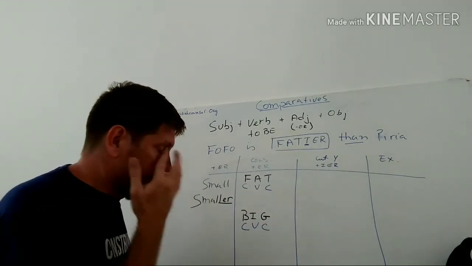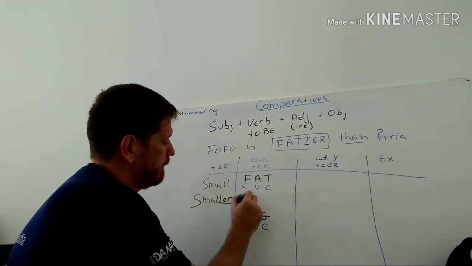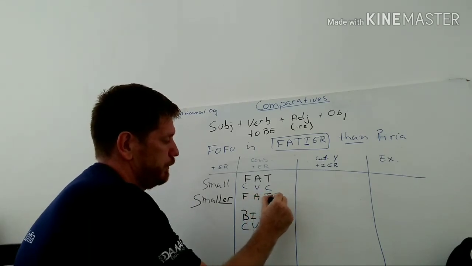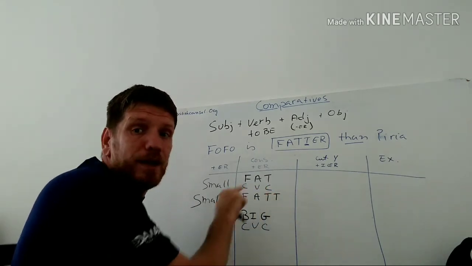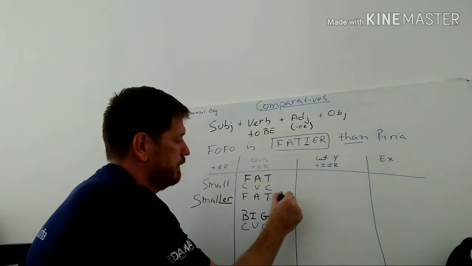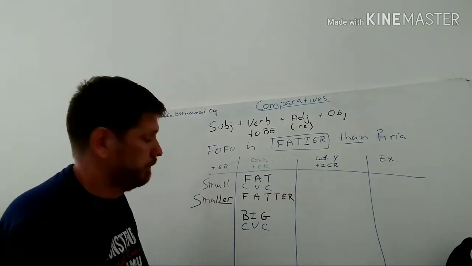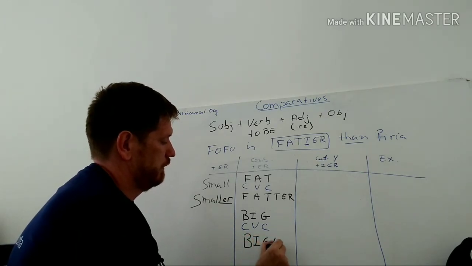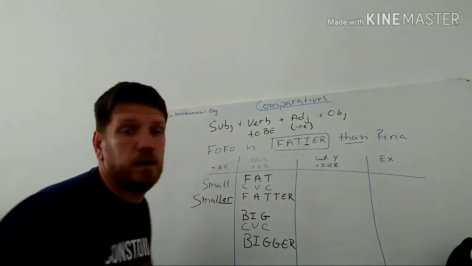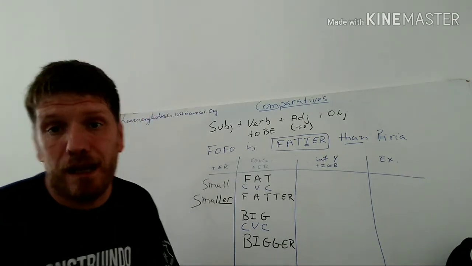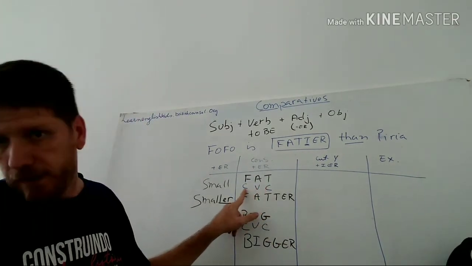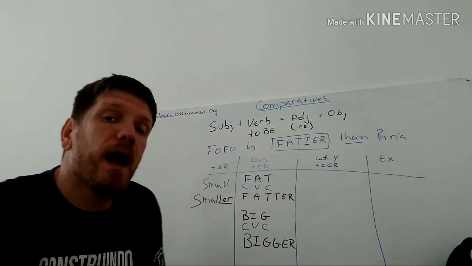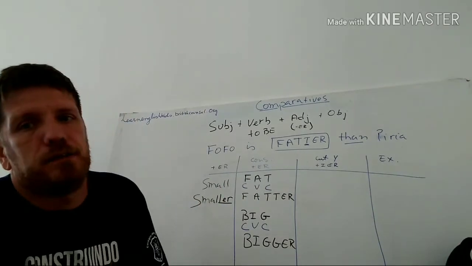What can we do about them here? When this happens, look what happens. Fat. We're going to double the last letter. We're going to put two last letters and ER. The same with big. Okay? So when the last three letters are CVC, and it comes into one of these situations, we double the last letter.